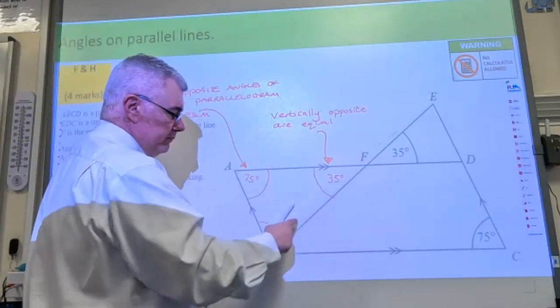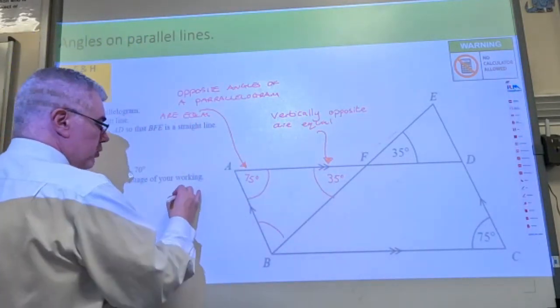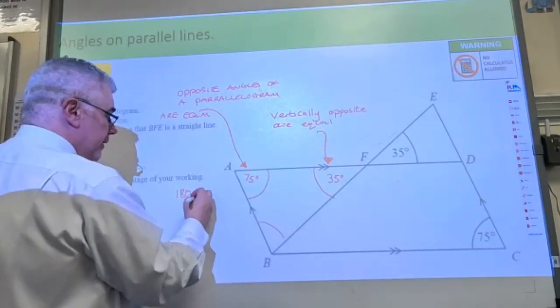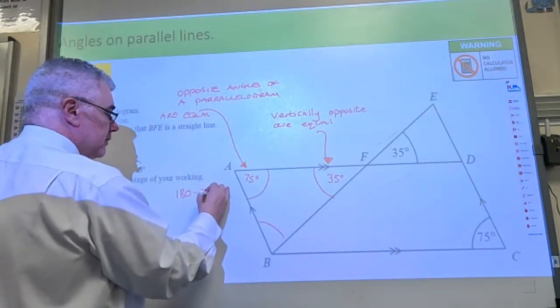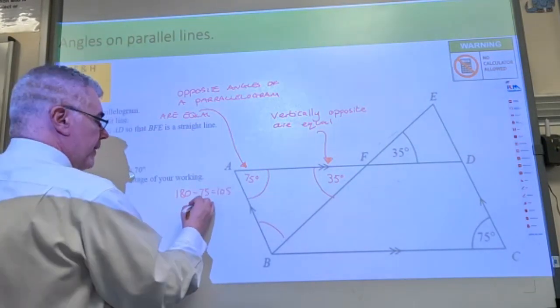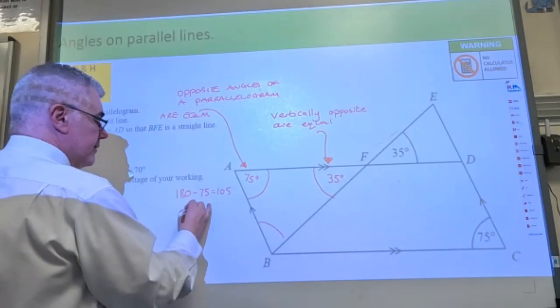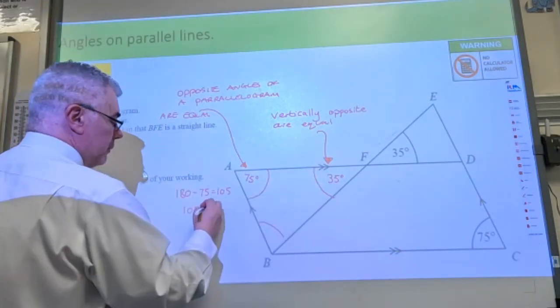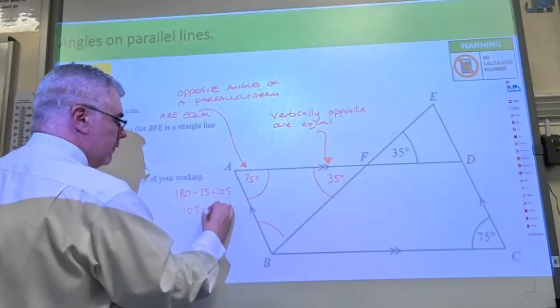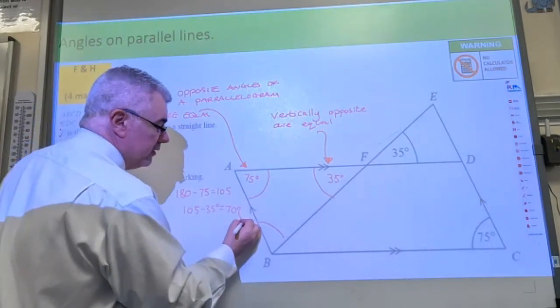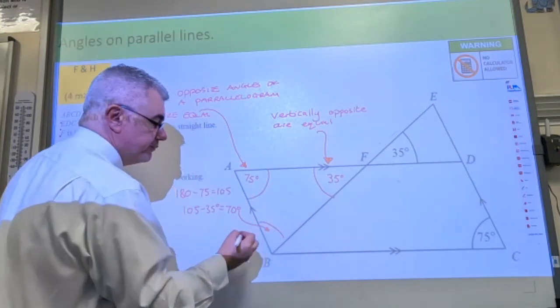I've got a triangle now. I'm going to do 180, angles in a triangle sum to 180, subtract 75, which is 105. I'm then going to take away 35 from this, take this angle away, which does indeed equal 70 degrees. This angle must be 70 degrees.